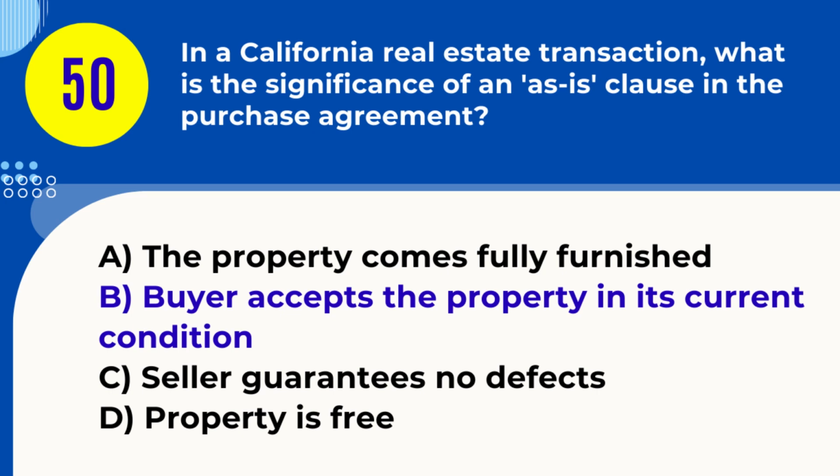Answer. B. Buyer accepts the property in its current condition. Explanation. An as-is clause in a California real estate purchase agreement signifies that the buyer agrees to accept the property in its existing condition without expecting the seller to make repairs or improvements.